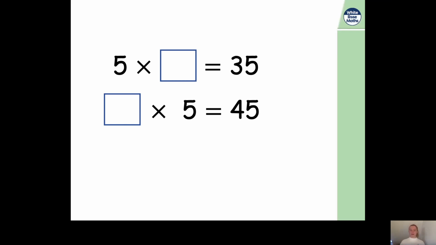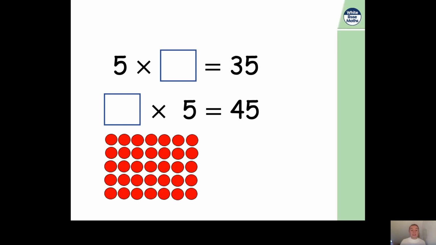5, 10, 15, 20, 25, 30, 35. Stop! We've got to 35. How many steps did we count? Yes, we counted 7. And look, you can use an array to help you if you need to. So this array has 7 columns with 5 in each, which gives us the answer 35.